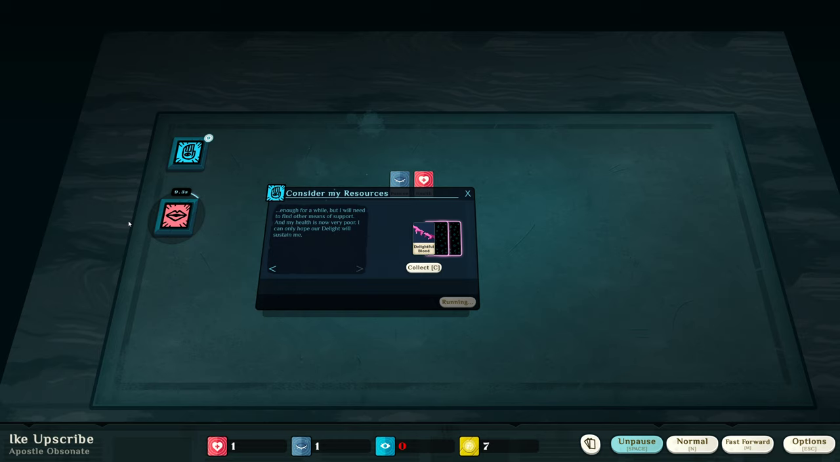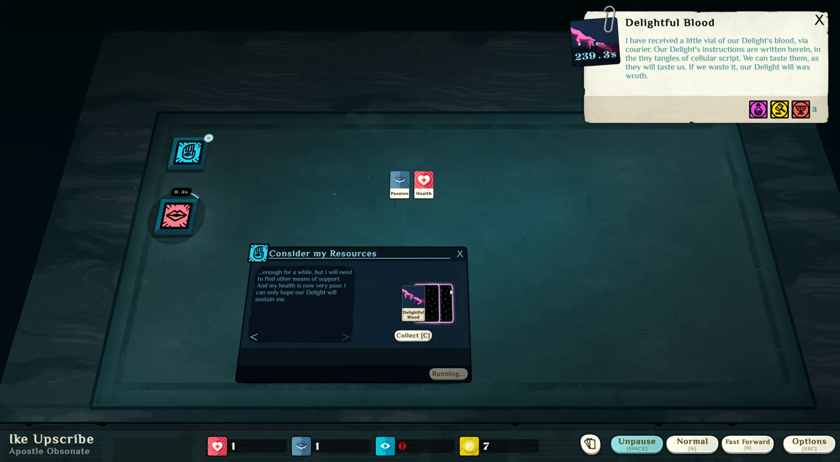So we have the delightful blood. I received a little vial of our delight's blood via courier. Our delight's instructions are written herein, in the tiny tangles of cellular script. We can taste them as they will taste us. If we waste it, our delight will wax wroth.